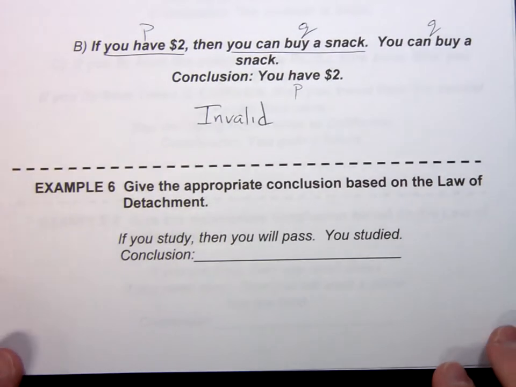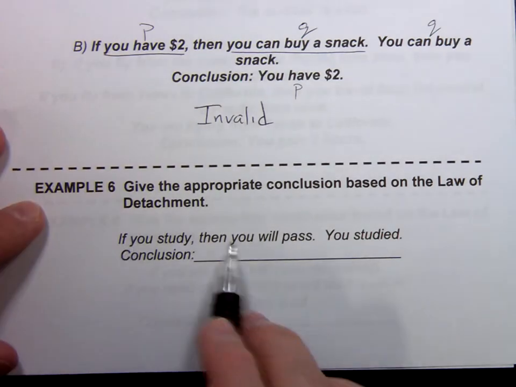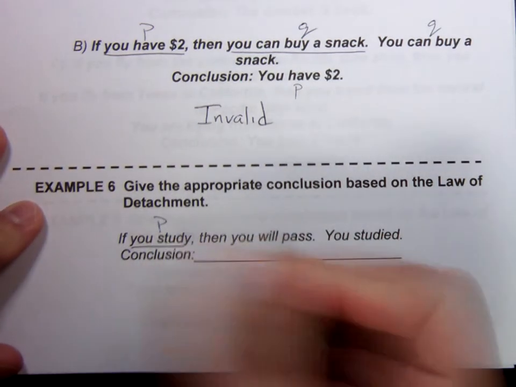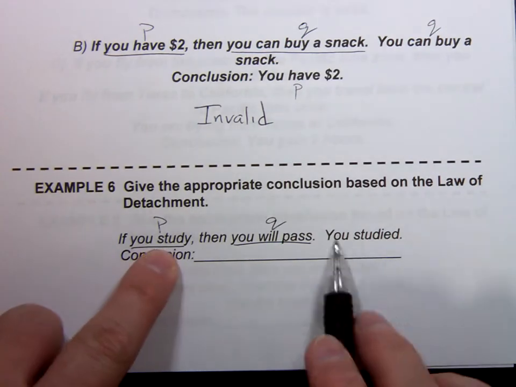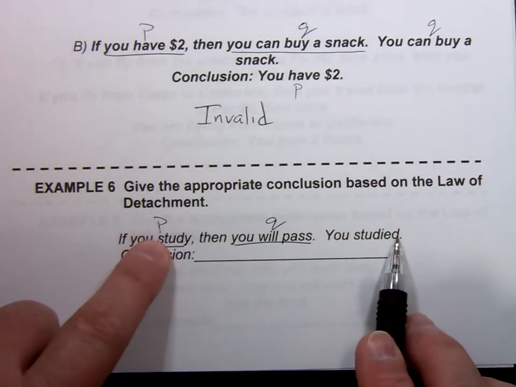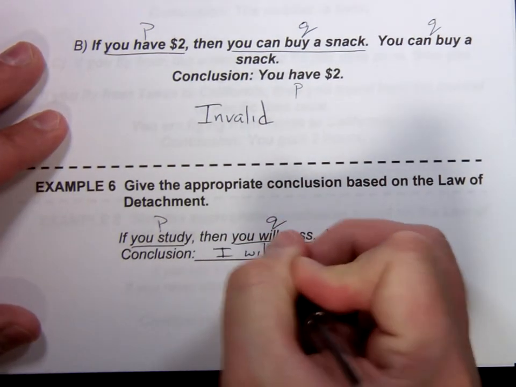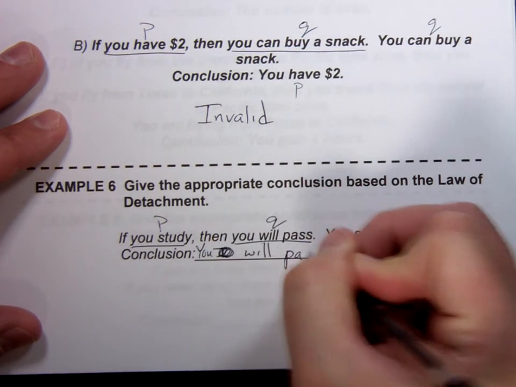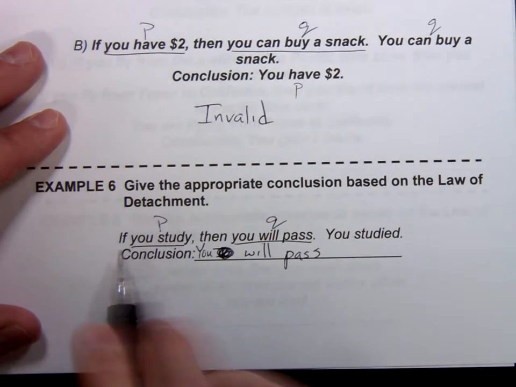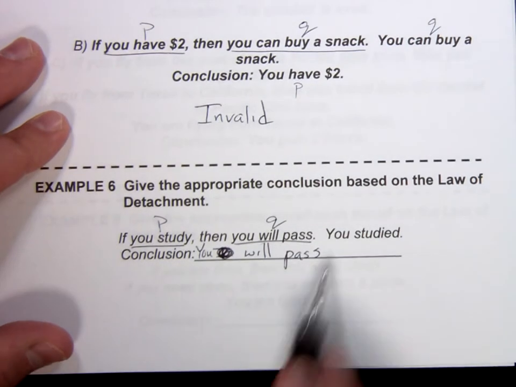All right, example 6. Give the appropriate conclusion based on the law of detachment. If you study, then you will pass. If P, then Q. So based on the law of detachment, if I know P is true, I can conclude Q is true. It says you studied. That means I know P is true. So my conclusion is Q is true. So I know you will pass. If you study, then you will pass. So if I know that you studied, I can conclude you will pass. That's the law of detachment.